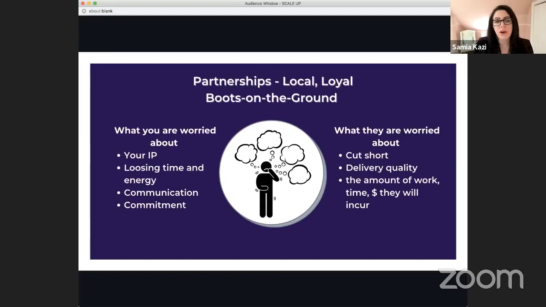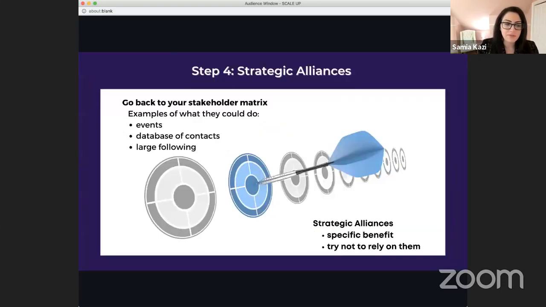They're also worried about the actual delivery quality. Even if you have a great reputation for years and years and years in one country, how you actually put that into practice and will you deliver a quality program that is meaningful for those people in that community is also a worry for them. And then they're also worried about the amount of work that they'll have to incur that they didn't actually set out for in the beginning.